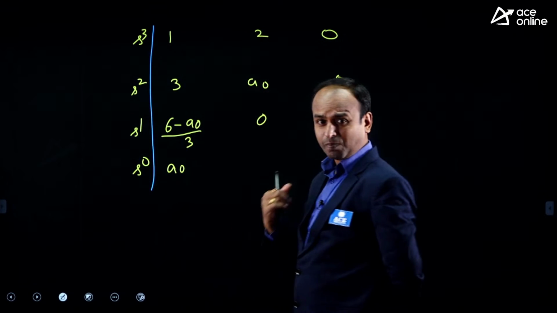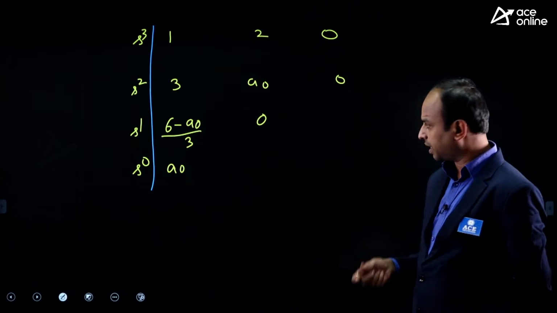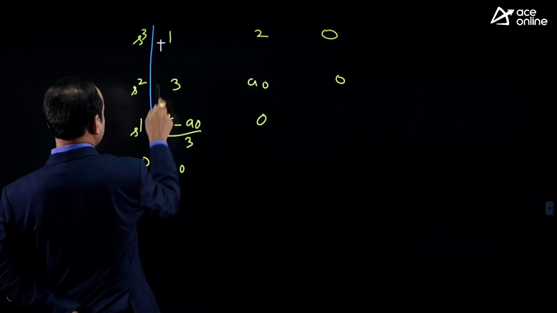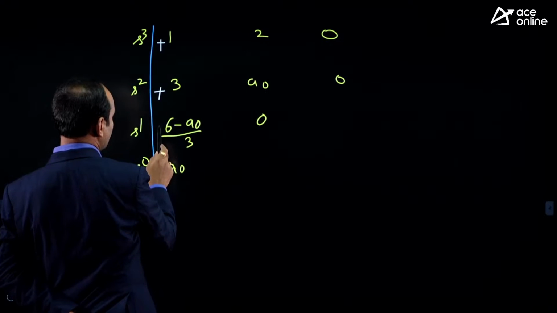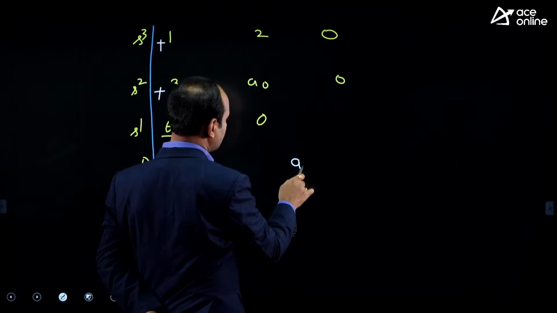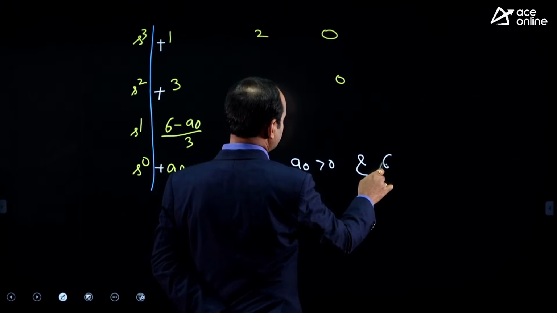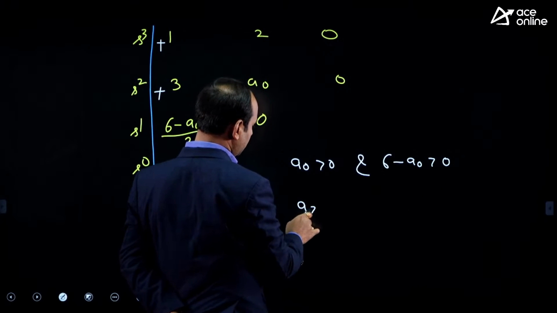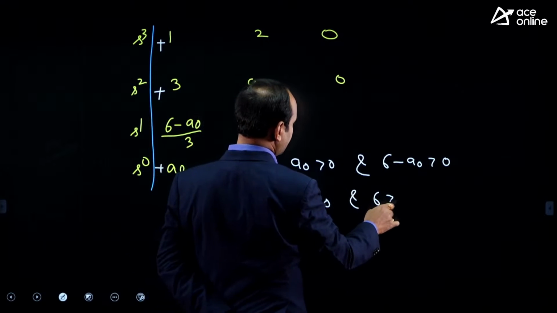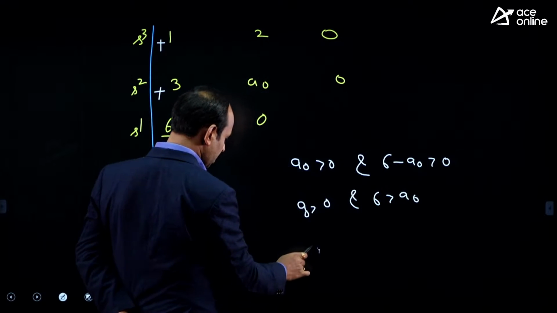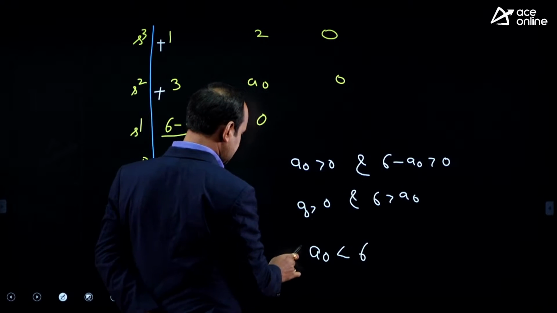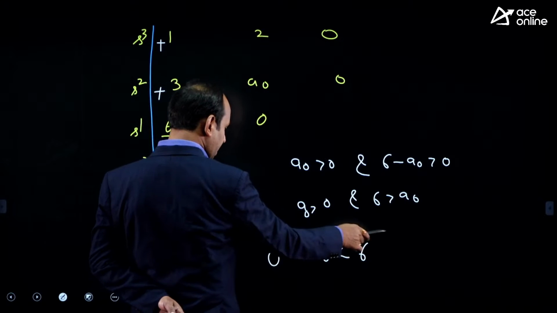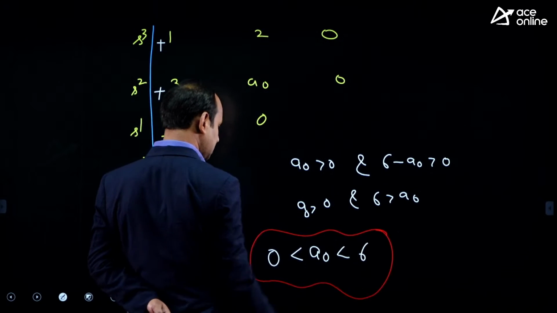It is asking that all the poles are in the left of S plane, which means stability. So for stability, all the first column elements should have the same sign. This should be positive, this should be positive. So for stability, a naught should be greater than 0 and 6 minus a naught should be greater than 0. So a naught greater than 0 and 6 greater than a naught. That is the condition for stability. So any value in between 0 to 6, that system is stable.